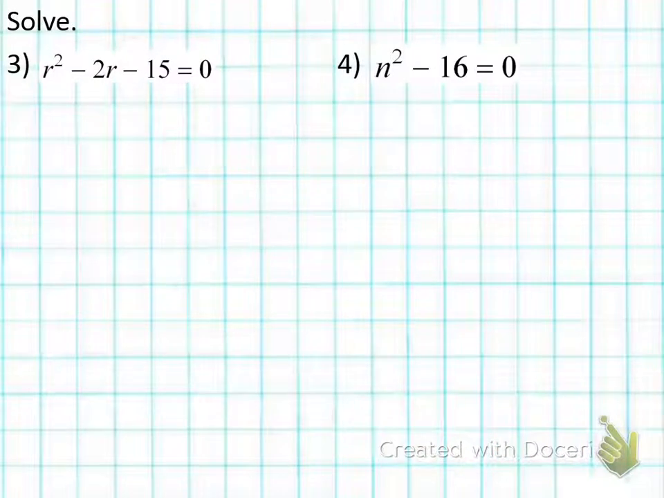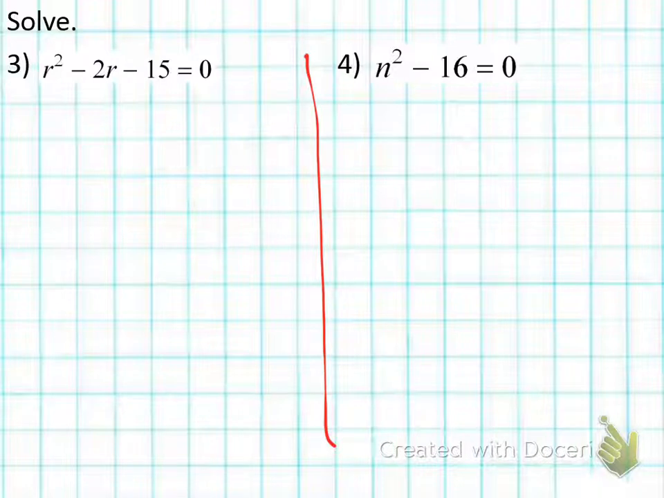Okay, continuing number 3. Number 3. Okay, so on number 3, first step we want to do is make one side equal to 0. Is it equal to 0 already on step 1? Yep, so we're going to leave that alone. A is 1, B is negative 2, C is negative 15. So we're going to do an X box. I'm going to do this one together with you.